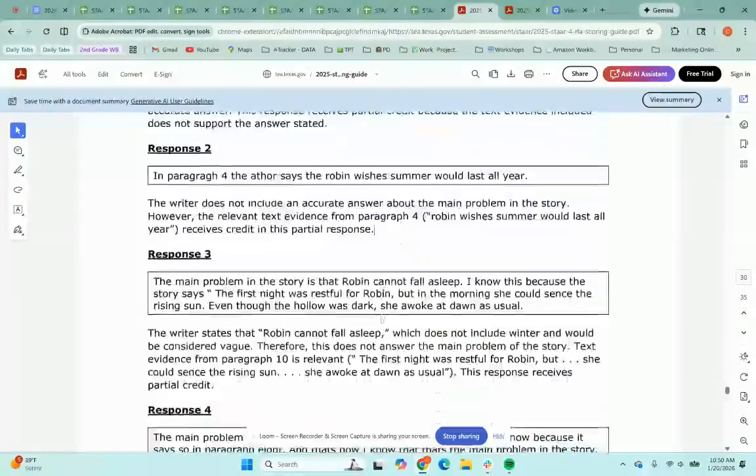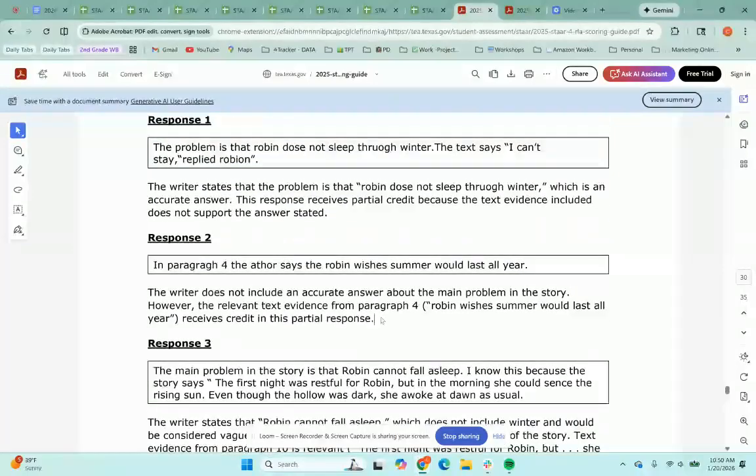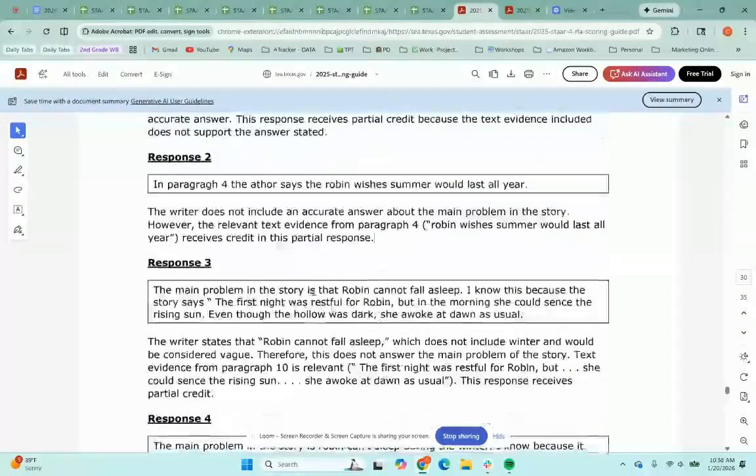I hope this is helping you to see what they need to do to get a 2. Okay, so all of these got a 1. The main problem in the story is Robin cannot fall asleep. Wrong. That's not the problem. They didn't mention winter. They didn't mention hibernate. I know this because the story says blah, blah, blah.